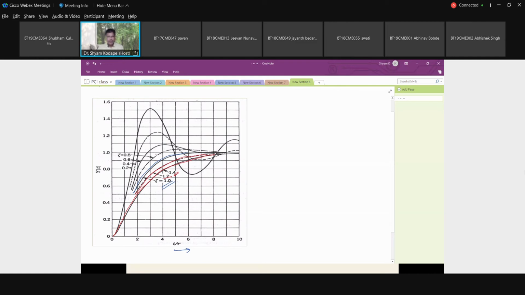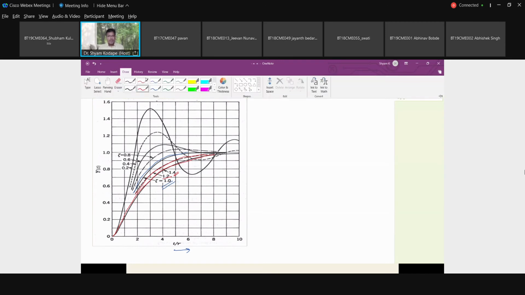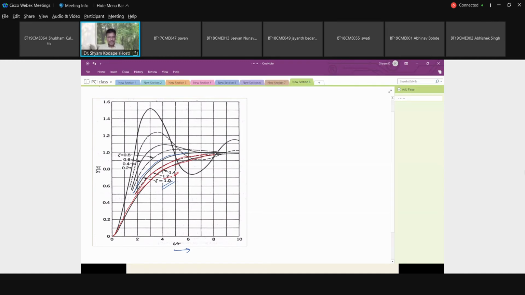Now let's compare the other side. What will happen if xi is less than 1? See here, the 0.8, 0.6, 0.4 and 0.2 graphs are there. You observe that this line, its response is faster than the critically damped and overdamped systems. They are lying above the whitish graph of when xi was 1 and xi was 1.2.